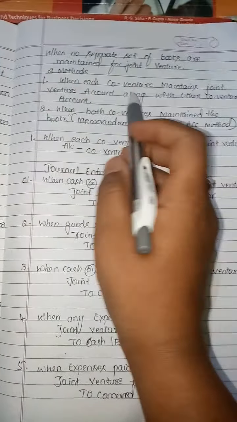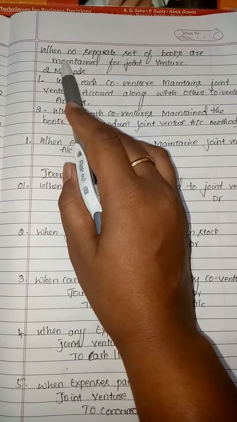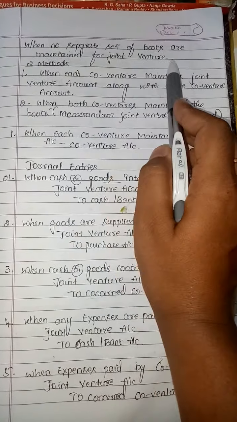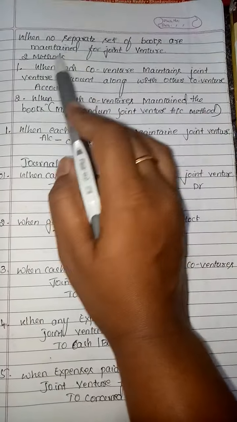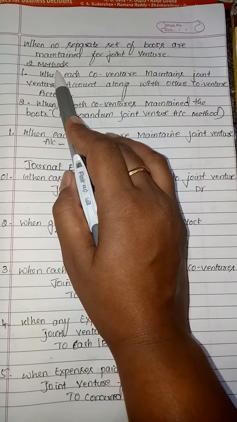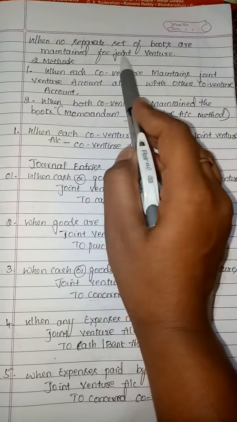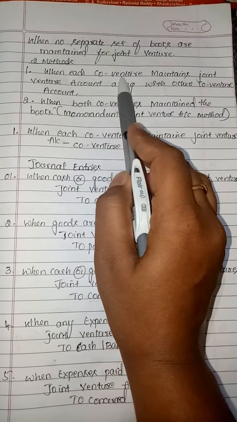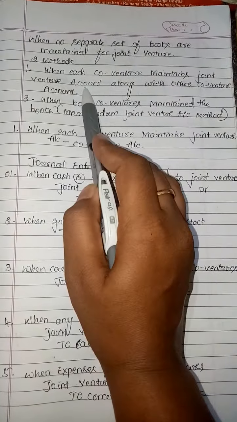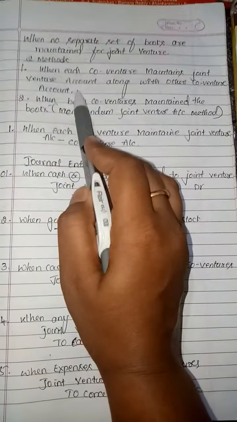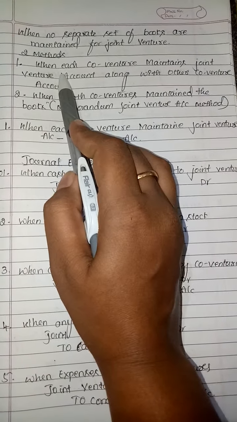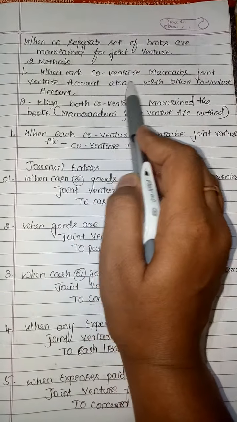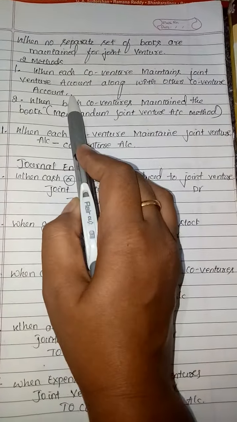Hello everyone. Now we discussed when no separate set of books are maintained for joint venture activity. In that there is a method for calculating the profit or loss in the joint venture activity. The first method, when each co-venture maintains a joint venture account along with other co-venture account.